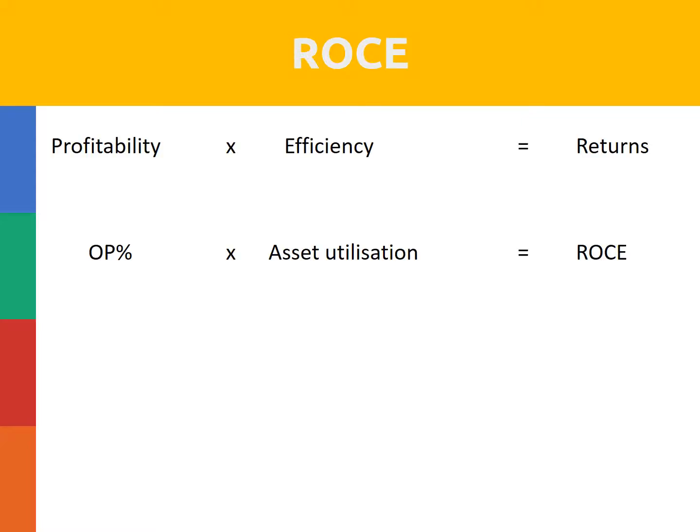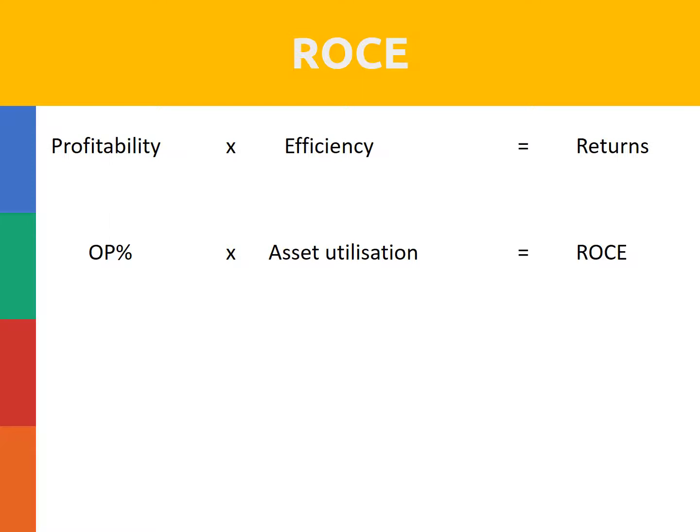A neat trick is to use a bit of maths, which shows us that return on capital employed is equal to the operating profit margin multiplied by asset utilisation, or asset turnover. We now have two ratios to explain, which are much more useful. Asset utilisation tells us how well the business generates revenue from the capital employed.